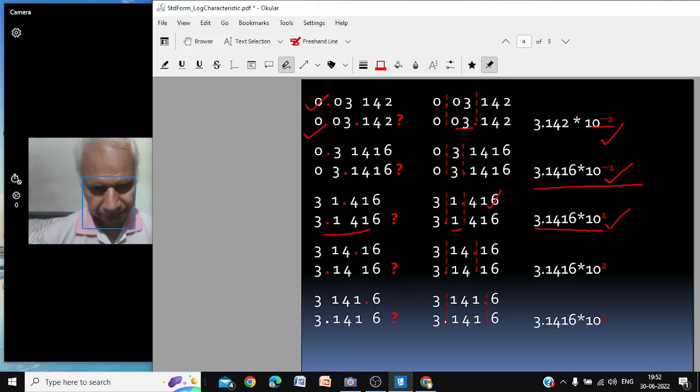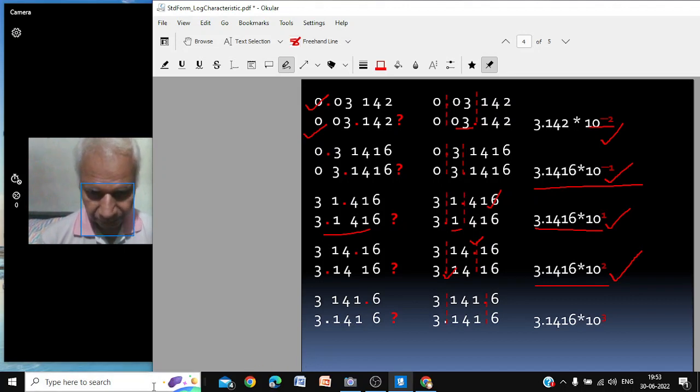Here see, draw the vertical lines. Now you find that from the new number, if you want to get back the original number, you have to go 2 places to the right. Here we have the new number and the original number it was here. So to get back the original number, you have to go 2 places to the right, and 2 places to the right would mean plus 2. So you write 10 power plus 2 and the characteristic would be plus 2.